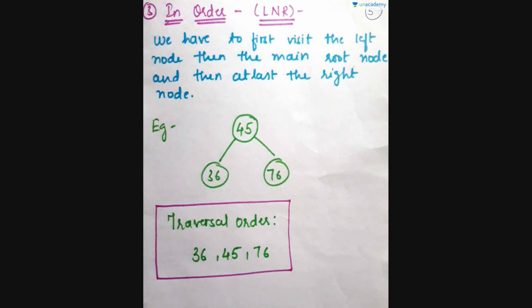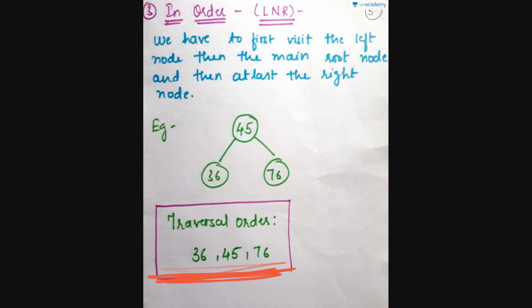Next, we'll go for inorder. What we do in inorder is we first visit the left node, then the main root node, and then later the right node. This is the rule of inorder. As it says left, first we go for left, here it is 36. Then it says we visit N, the root node, which is 45. Then we go for the right node, which is 76. So the traversal order is 36, 45 and then 76.